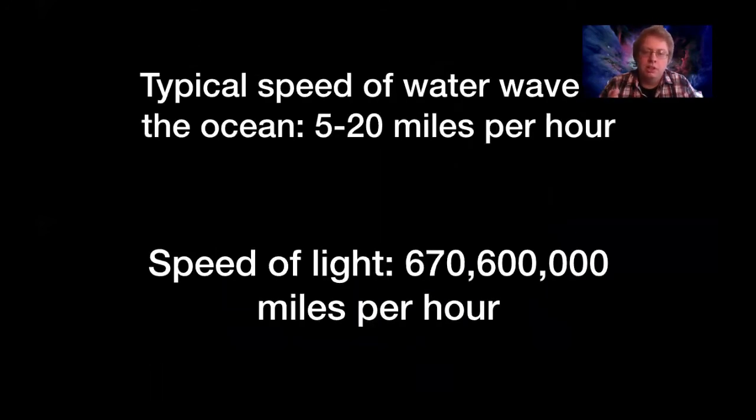Typically, the speed of a wave depends on what it's traveling in. The typical speed of waves in water are about 5 to 20 miles per hour, so they don't really go that much faster than humans can move around. And you've probably experienced that by trying to outrun waves in pools or on the ocean and the beach. On the other hand, light waves, the speed of light is much, much faster. So the speed of light is about 670 million miles per hour.